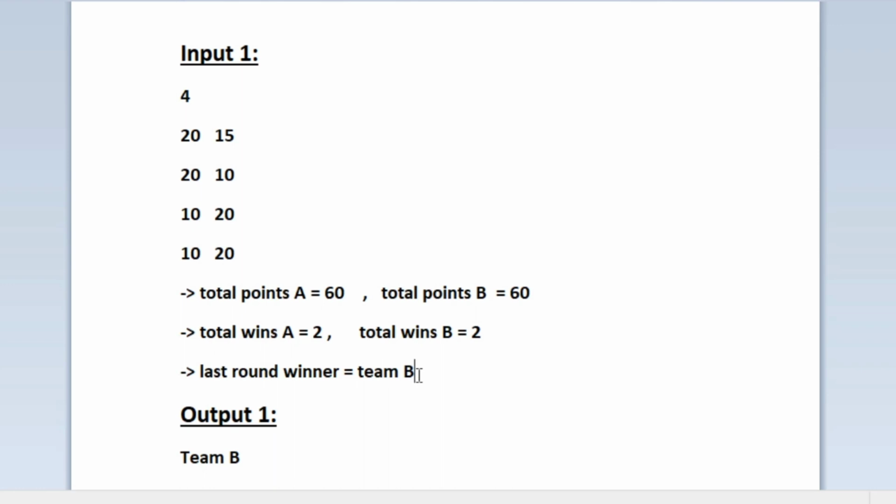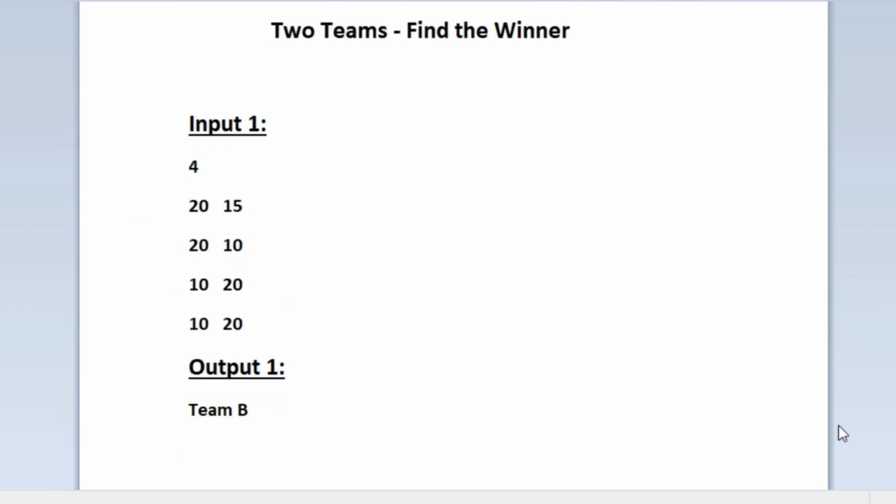Suppose if the match is a tie in the last round, then our total output must be tie. So these are the values we should be printing as our output. Now let us see our logic.